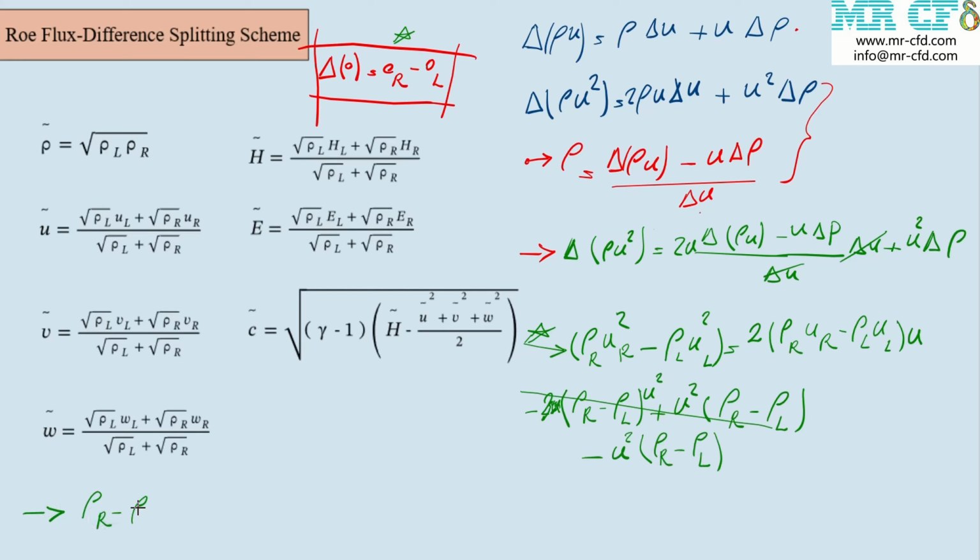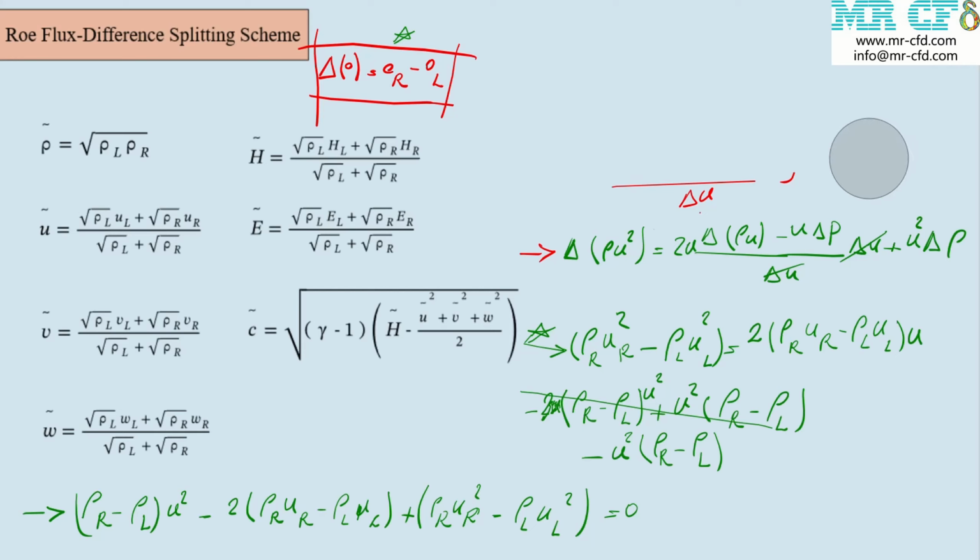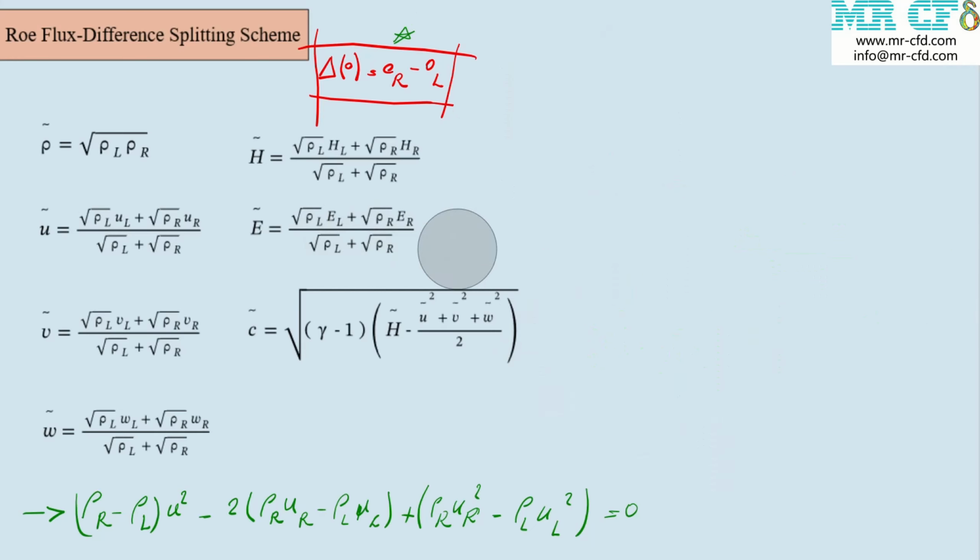Simplifying further, after rearranging, the expression becomes ρR minus ρL times u squared minus 2 times ρR uR minus ρL uL times u, plus ρR uR squared minus ρL uL squared. Note that this is a quadratic polynomial in u. To find u, we can use this expression for the first root of the equation, substituting the coefficients into the quadratic formula. Here, b is minus 2 times ρR uR minus ρL uL.